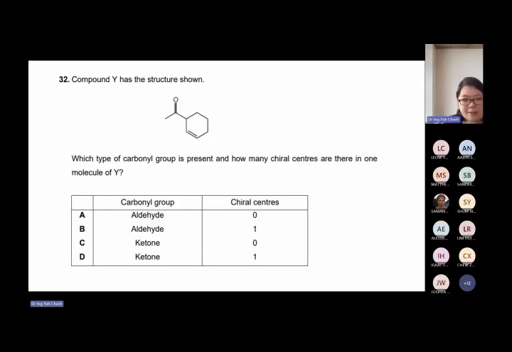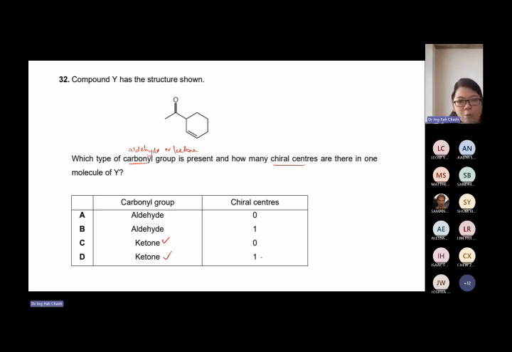There's a compound Y here. It has this structure, and you are supposed to first answer which type of carbonyl group, aldehyde or ketone. And then how many chiral centers are there in one molecule of Y? So first, the carbonyl compound, the C double bond O, is bonded to one R group, and the other R group, there's no CHO. The CO is not bonded to hydrogen, so this is a ketone.